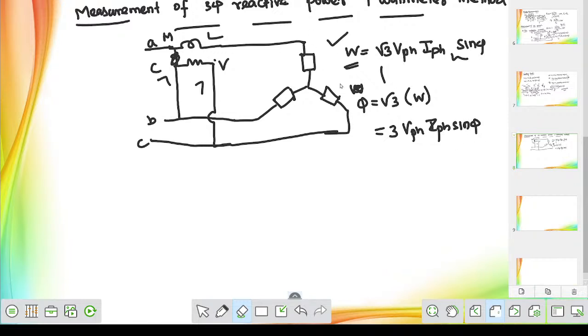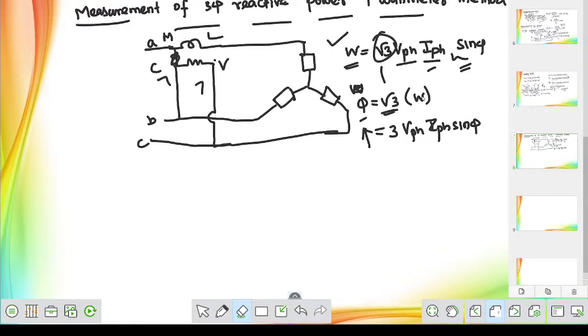So what you will have to do? The wattmeter reading will be given in the exam. Just multiply it by root 3 to obtain the value of reactive power. If it is not given, then calculate the per phase voltage and per phase current. Whatever reading they are giving, the pressure coil voltage and the current coil current will be given. Sin phi you will have to calculate because we are focusing on reactive power. Of course, the wattmeter reads only V phase, I phase, sin phi. Okay, but it is root 3 times. Don't forget that factor should come here.